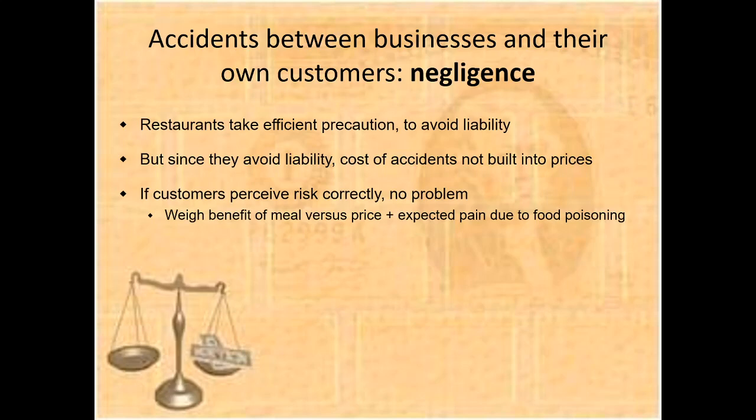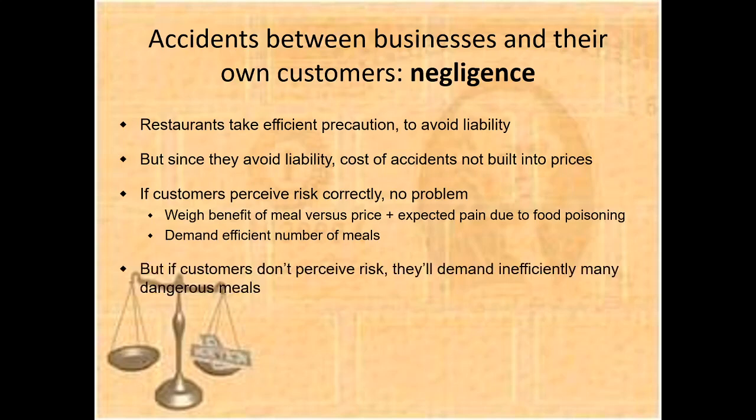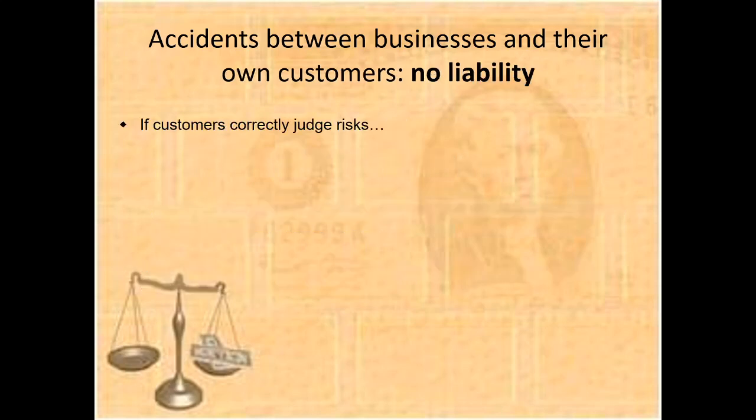If customers perceive risk correctly, no problem. That is, they weigh the benefit of a meal versus the price plus the expected pain due to food poisoning. The demand for an efficient number of meals also depends on that. But if customers don't perceive risk, they will be demanding inefficiently many dangerous meals. So there is also that case.